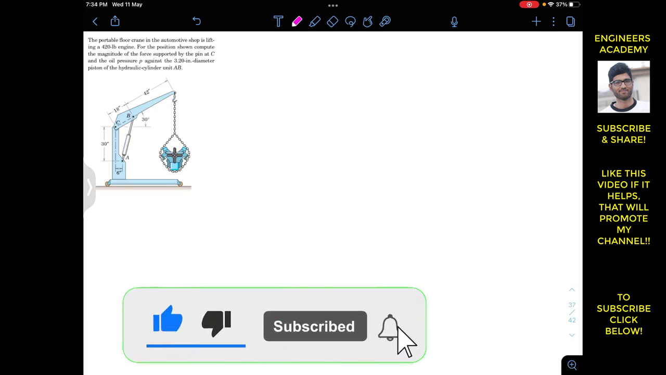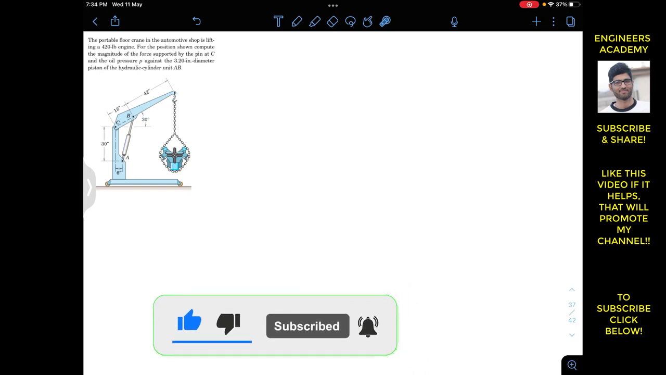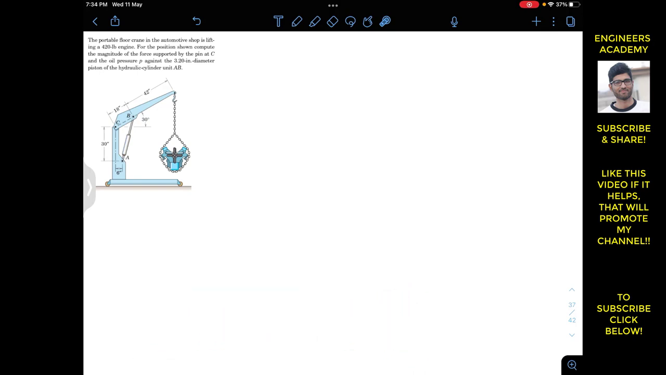Now let's solve this particular problem, which says that the portable floor crane in the automotive shop is lifting a 420 pound engine. For the position shown, compute the magnitude of the force supported by the pin at C and the oil pressure P against the 3.20 inch diameter piston of the hydraulic cylinder unit AB.